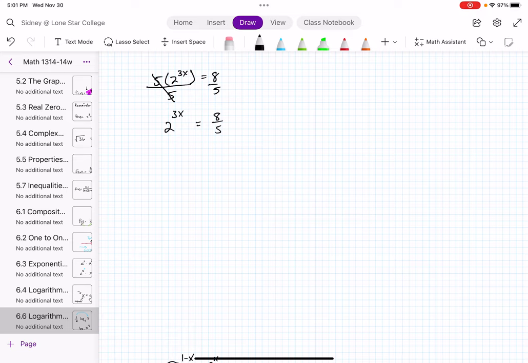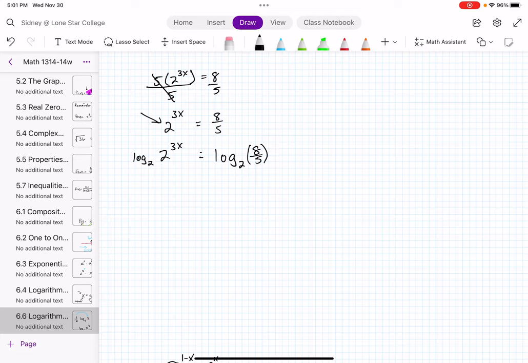Now, we can do whatever we want as long as we do it to both sides. So I'm going to take the log of both sides, as in log base 2 of 2 to the power of 3x and log base 2 of 8/5. Now, I picked log base 2 very specifically because I have a base of 2 right here. And I did it for a reason.